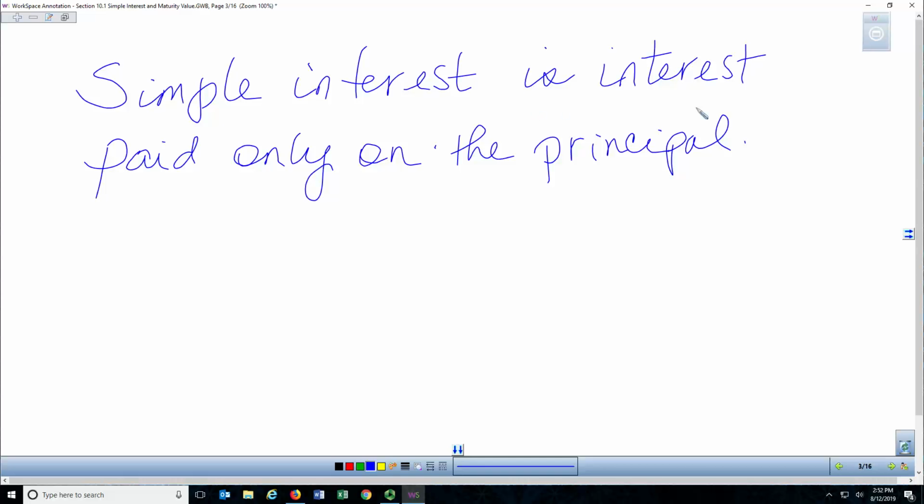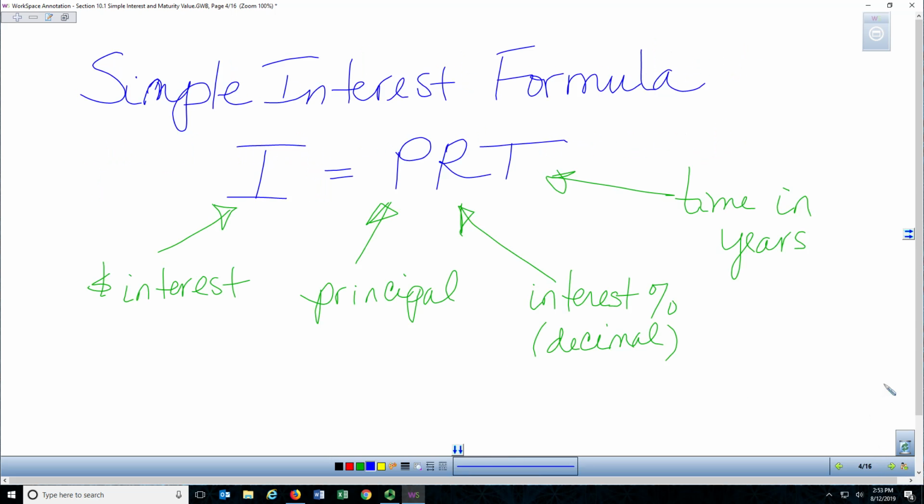Simple interest is interest that is paid only on the principal. When we get to compound interest, then it will be different. So we have the simple interest formula, I equals PRT. I is the dollar amount of interest. P is the principal. R is the interest rate in decimal form, and T is time in years.